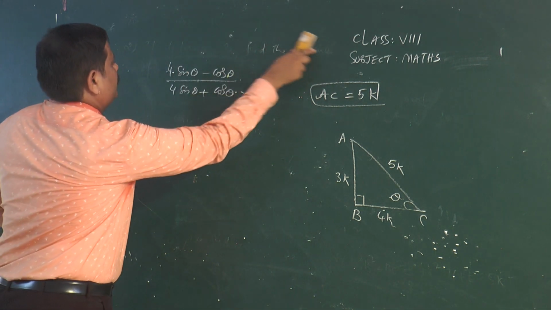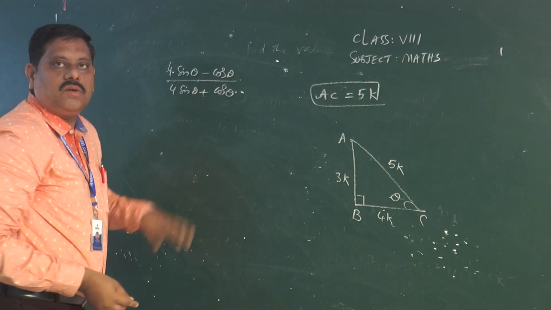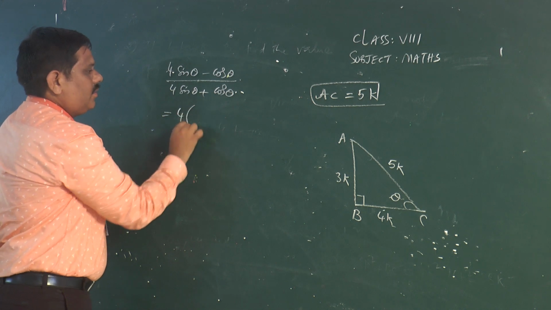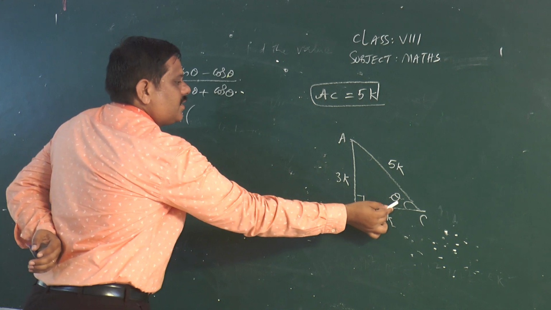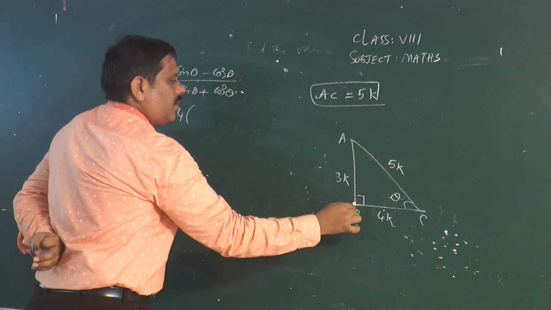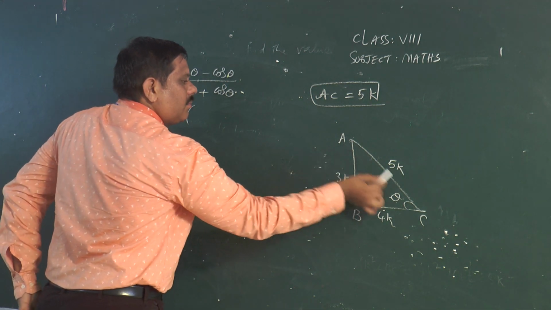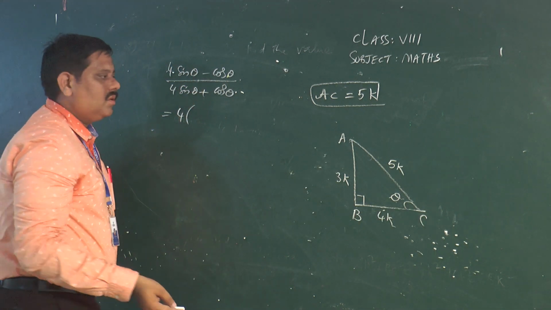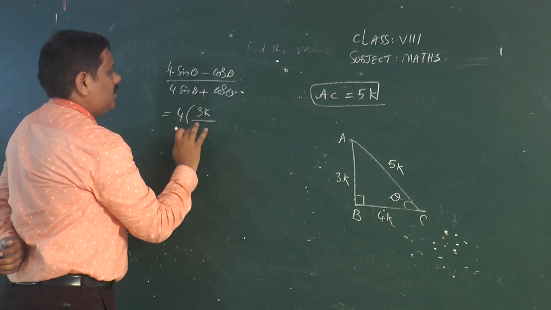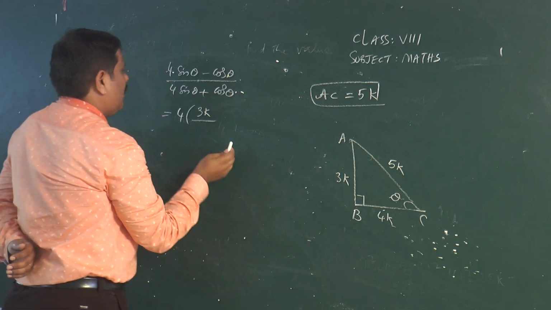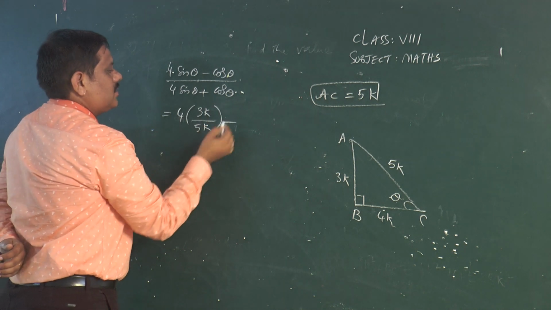Now we have (4 sin theta minus cos theta) by (4 sin theta plus cos theta). That is equal to 4 into sin theta. What is sin theta here? Sin theta is defined as opposite side to theta by hypotenuse, or we can say it is the ratio of perpendicular to hypotenuse. So perpendicular is 3k by AC, which is 5k, minus cos theta.